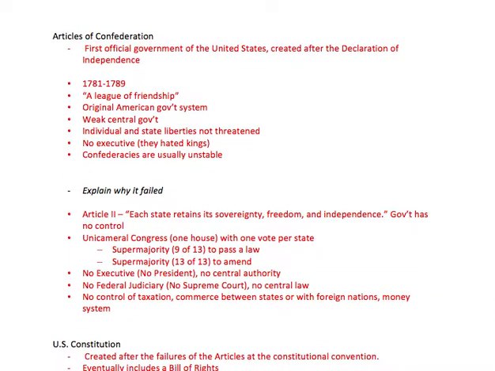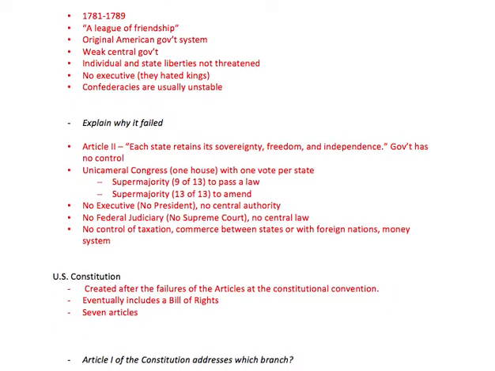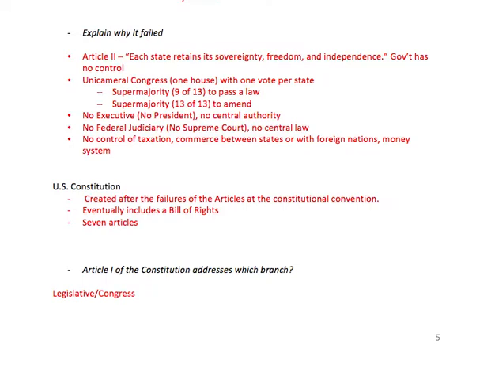One of the first documents created for the United States was the Articles of Confederation, the first official government, more of a league of friendship. It had a weak central government. The states had all the power. Again, there's no judicial or executive branch, and it was very unstable. We saw that in Shays' Rebellion. And some of the reasons it failed, it was hard to amend, hard to pass a law, couldn't control taxes, and again, they only had Congress.